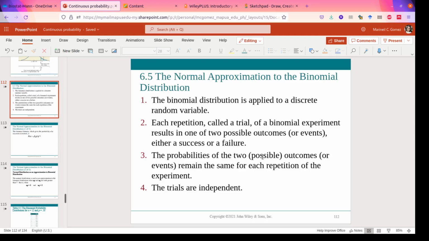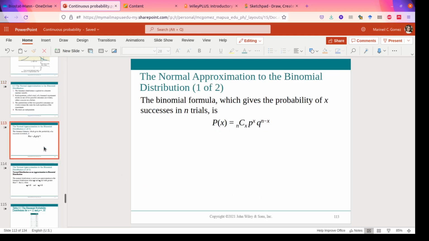And the probability of the two possible outcomes or events remains the same for each repetition of the experiment. So again, the probability of each outcome, whether you want it or not, is consistent. It's a constant value. And the trials are independent of each other. The binomial formula gives the probability of a certain number of successes if you conduct a certain number of trials. We already talked about this one previously.